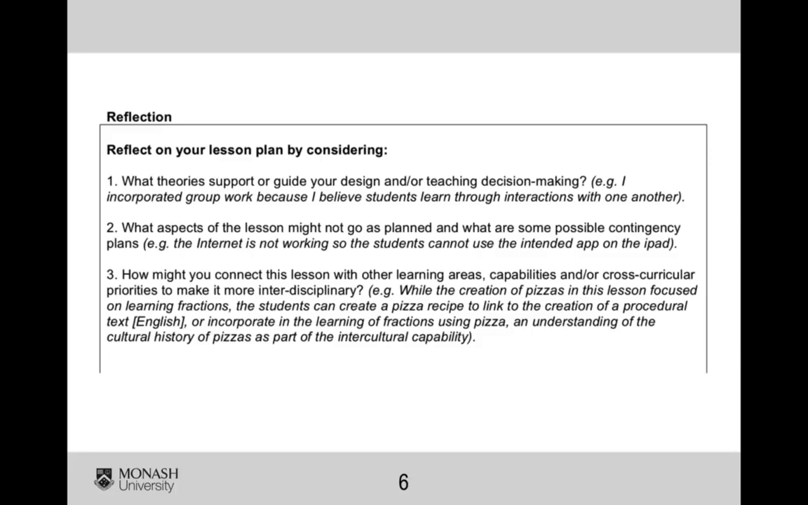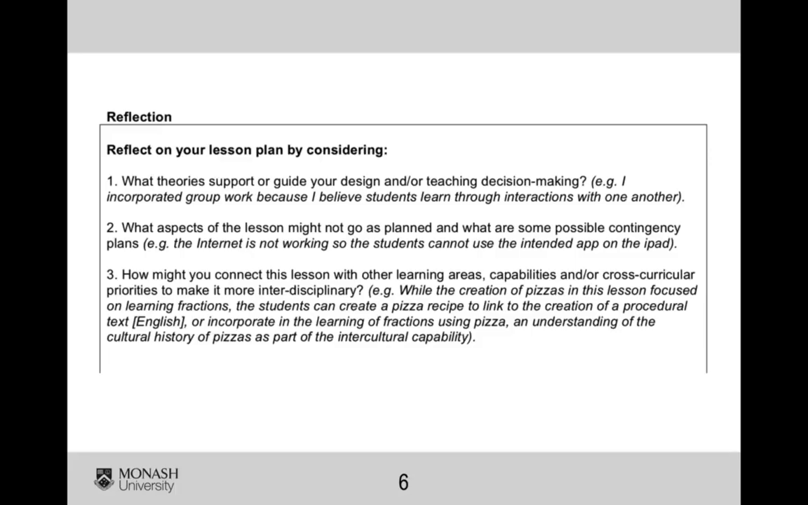So the first part is what theories support or guide your design or teaching decision making. As I mentioned earlier, that might be about why you chose the activities you did, why you did group work, why you had particular students together, and so on. And that's where I would be thinking 1 or 2, probably 2 articles or readings that you are linking to, to say, this is why I chose to do this activity, because so-and-so says that this type of activity encourages learning, and so on. Then, what aspects of the lessons might not go as planned? This is the contingency plans that we talked about.